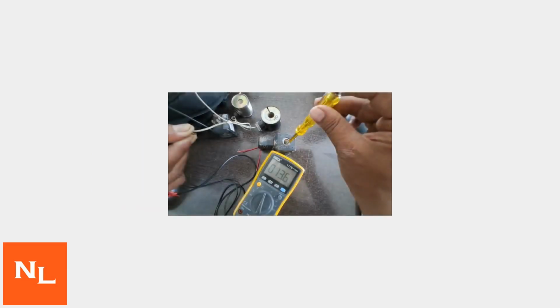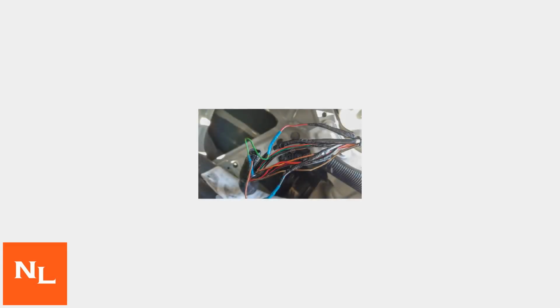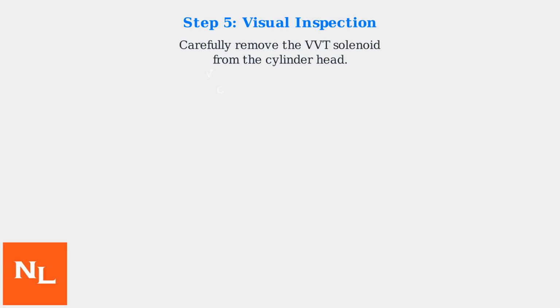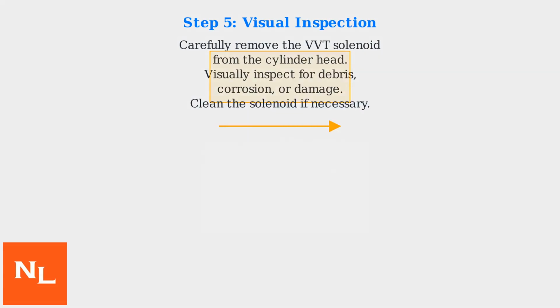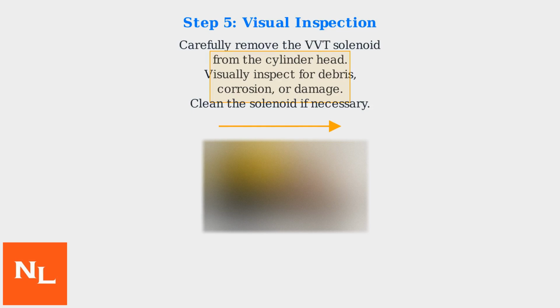Next, disconnect the VVT solenoid and use a multimeter to test its resistance. A typical resistance range is between 10 to 30 ohms. Also, inspect the wiring harness for any signs of shorts or damage. Begin step 5 by carefully removing the VVT solenoid from the cylinder head. Visually inspect it for any debris, corrosion, or damage. Clean the solenoid if necessary.